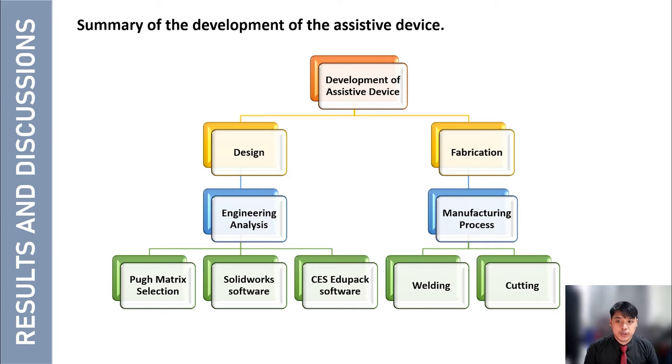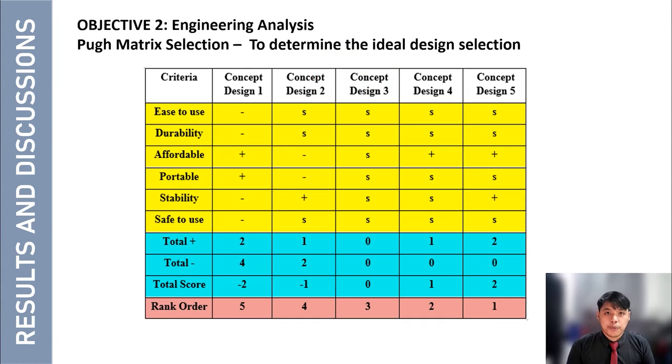Figure here shows the outline and summary of the analysis and process conducted. Pugh matrix selection is being used to determine the ideal design selection according to the criteria as listed in the figure. Five designs were proposed, and using this analysis, the ideal design can be narrowed down. According to the rank order, Concept Design 5 has been chosen as the final design that meets all the criteria and requirements of the users.